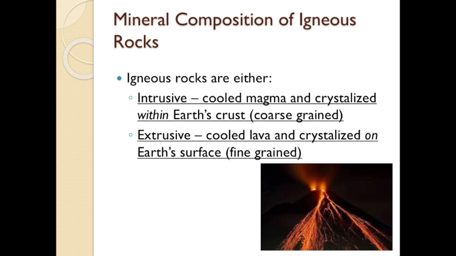So if we look at these igneous rocks, they're either intrusive or extrusive. Intrusive means that it cooled from magma and crystallized within Earth's surface, and this usually leads to a coarse grain because those crystals have a longer time to develop, so they're going to be much bigger. Whereas an extrusive igneous rock is where it cools from lava and this crystallizes on Earth's surface and is usually a fine grain. It's going to cool a lot quicker.